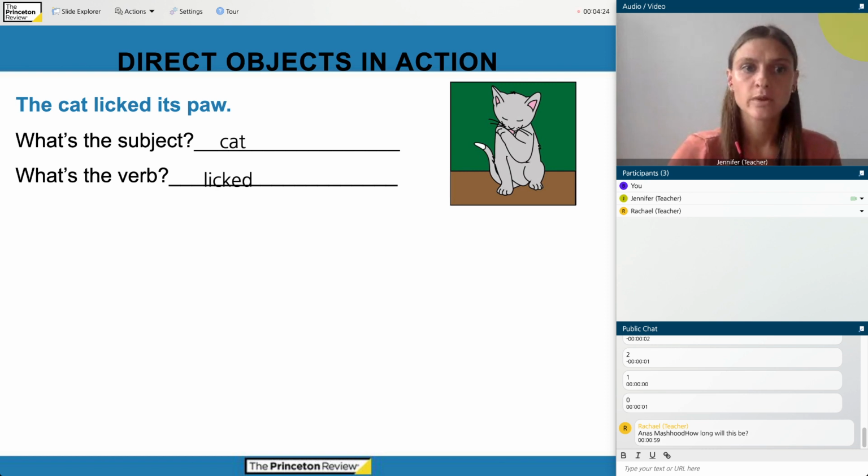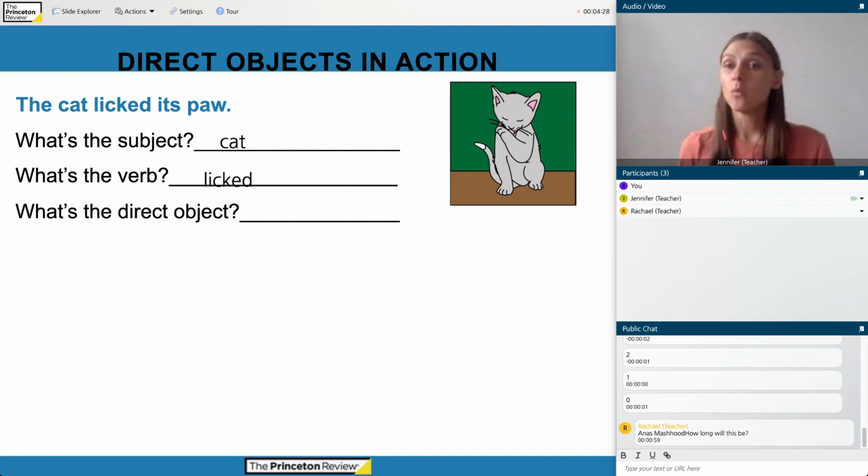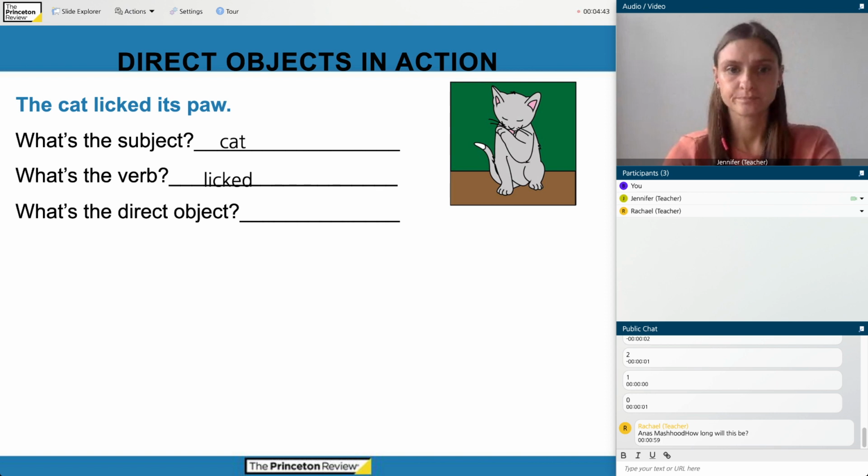So next we want to figure out, okay, we've got the subject and we've got the verb. What is the direct object? Well, you can take the verb, in this case licked, and say verb what. So here we would say licked what? It licked its paw. So the direct object of this sentence is going to be paw.